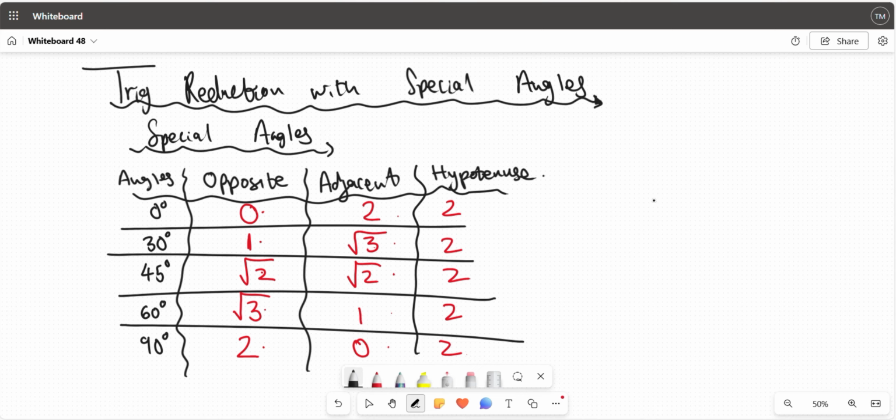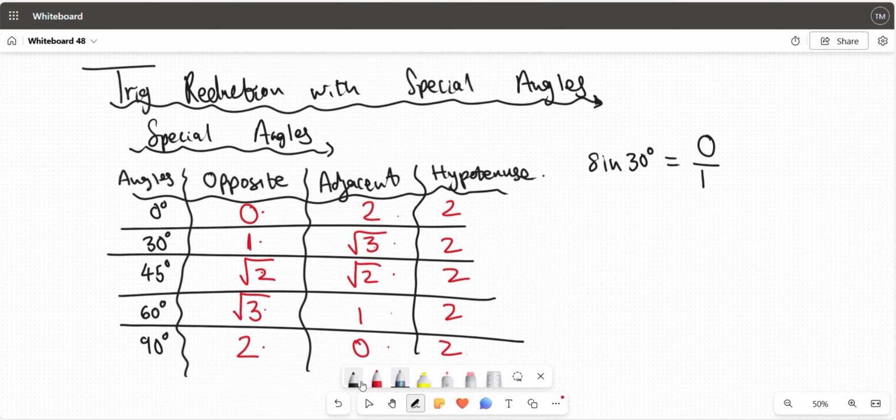Some maths teachers teach this with triangles instead, and that's fine, but I usually like teaching it with a table. And how does this work? If you're given sine 30 degrees, you can find the value by knowing that sine is opposite over hypotenuse. Then you go to the 30 degrees column. I'm looking for the opposite and the hypotenuse. So sine of 30 is a half. Hope you guys can see that.